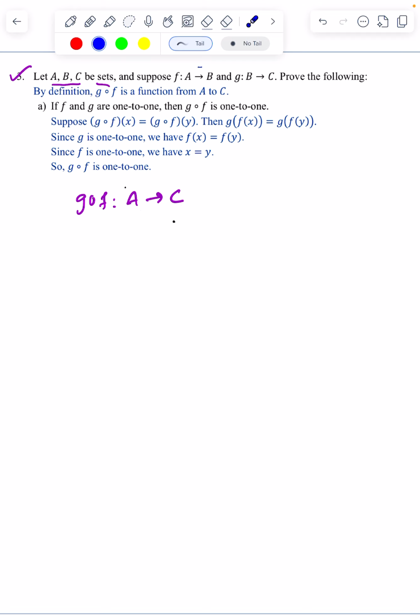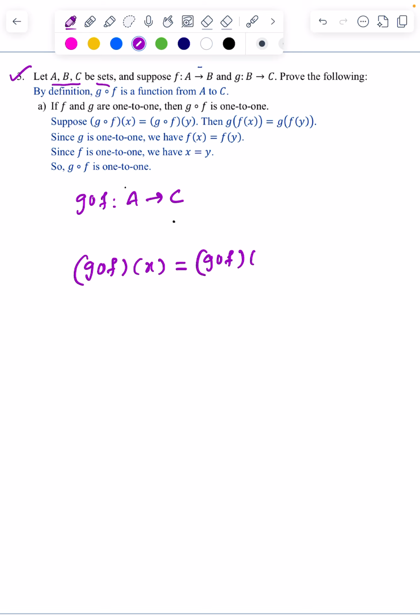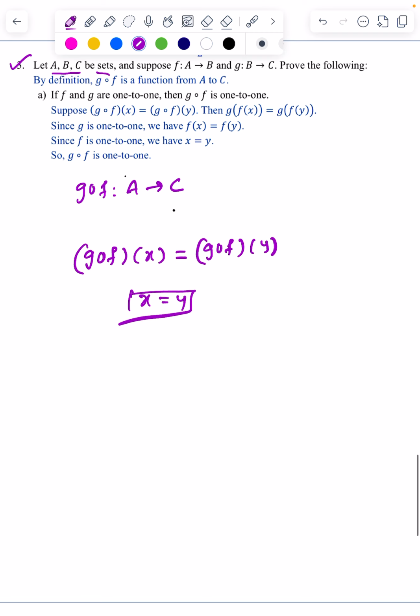Now, the first question. What do we have to do? If f and g are one-to-one functions, then prove that the composite function g circle f is one-to-one. So how can we prove it? We take the images with respect to x and y. If the images of these two inputs under the composite function are equal, we are going to prove x is equal to y. We are given that f is a one-to-one function and g is a one-to-one function.